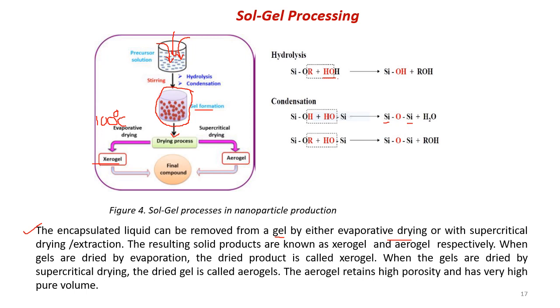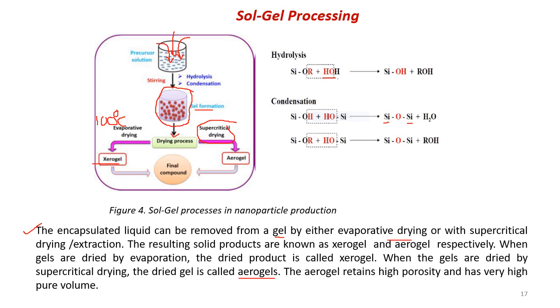Then when you take the same drying process, but you heat it above 100 degrees centigrade, we call it supercritical drying. So the dried gel is called aerogels. So these are the aerogels. Why do we require these xerogels and aerogels?